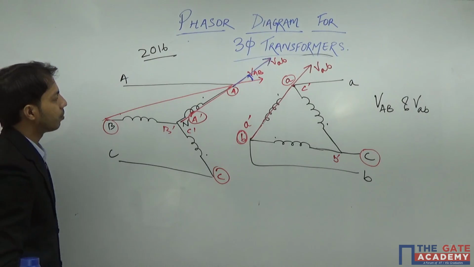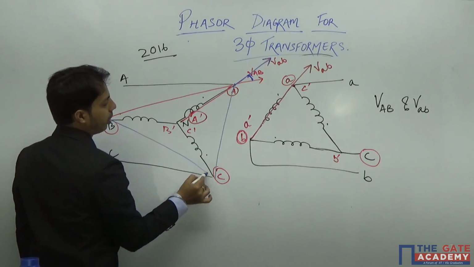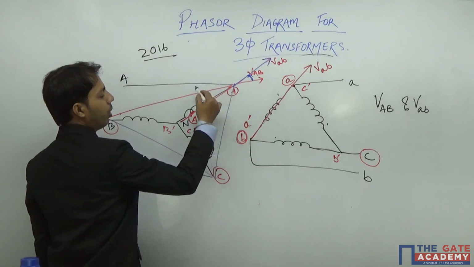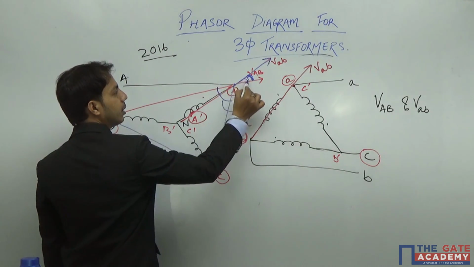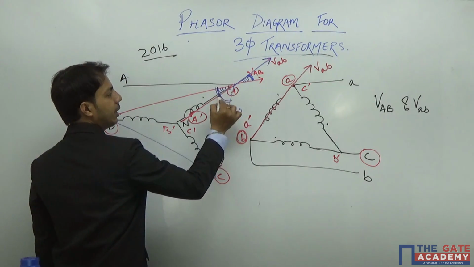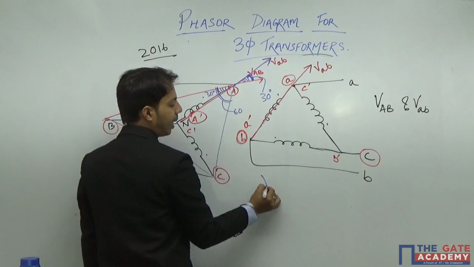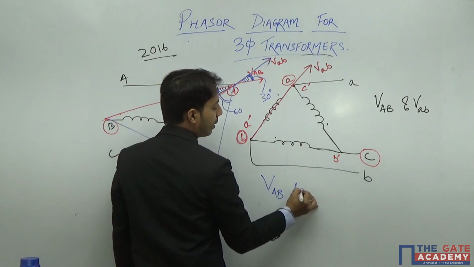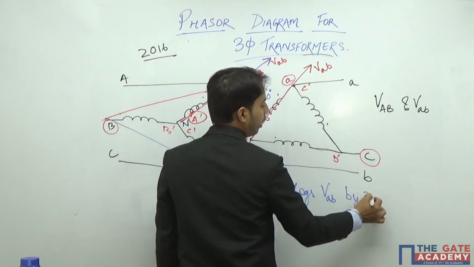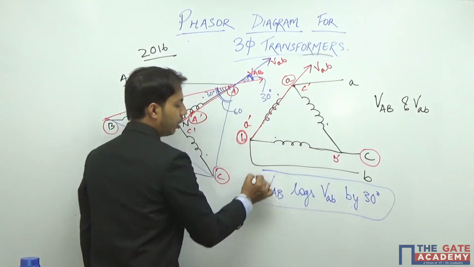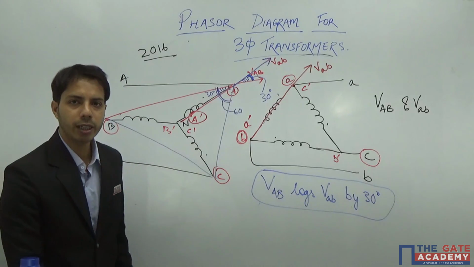So how to calculate this angle? You see, this is an equilateral triangle, and I know in an equilateral triangle this will be 60 degrees. So half of this, this is equal to this. If this is 60, half of this is 30. So this 30 means this will also be 30 degrees. So I can say that V_AB lags V_ab by 30 degrees. This is the answer to the particular question. There will be 4 options; out of the 4 options, this will be the answer. Okay, that's it.